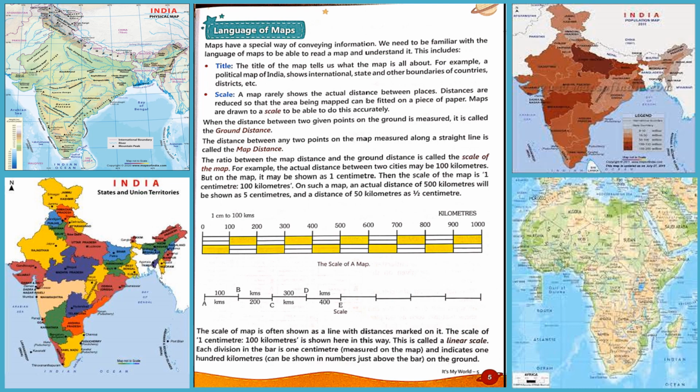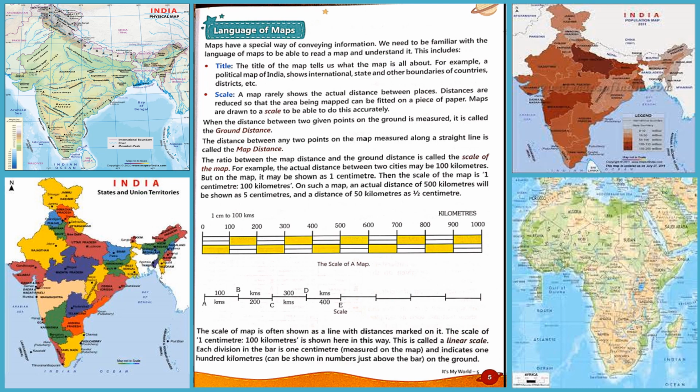The distance between any 2 points on the map measured along a straight line is called the map distance. The scale of a map indicates the relationship between the distance shown on the map and the actual distance on the ground. The ratio between the map distance and the ground distance is called the scale of a map.